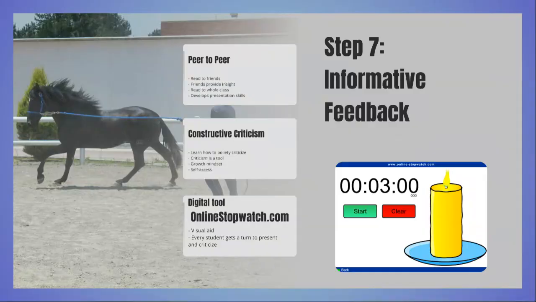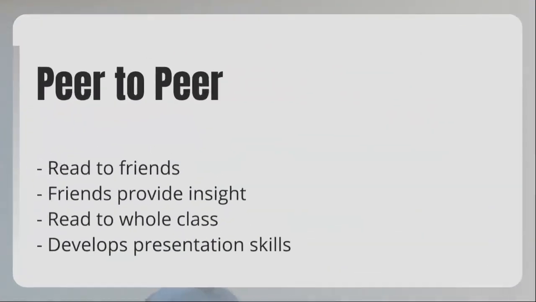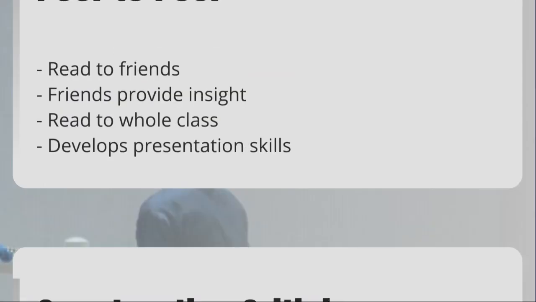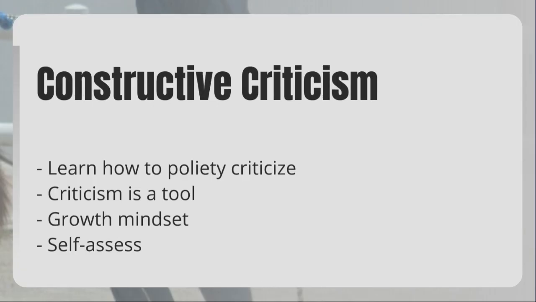Step 7, informative feedback. Thanks to the creative freedom behind this assignment, the variety of stories allows for students to share their unique ideas with their friends. They can share in pairs, groups, or to the whole class. Students will learn how to give and receive effective constructive criticism.